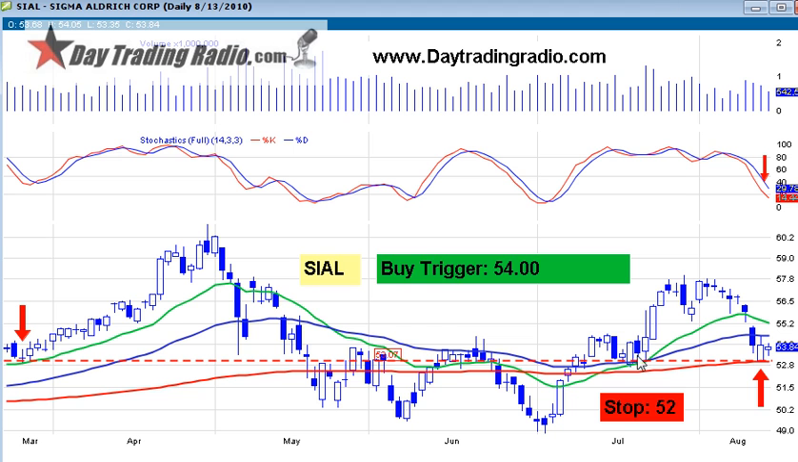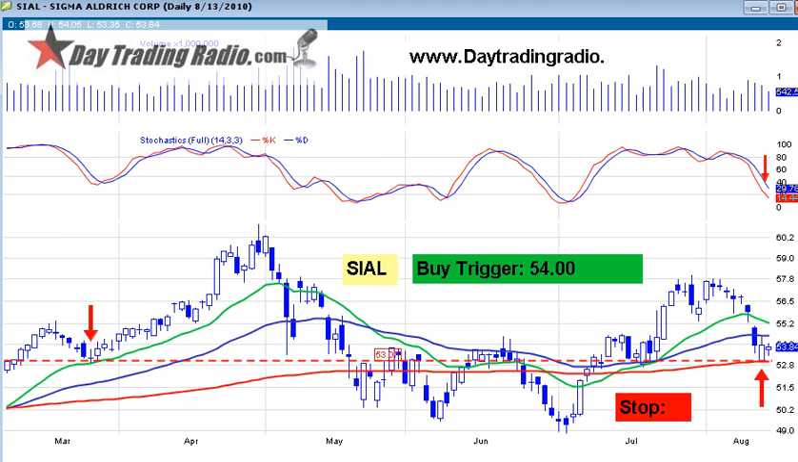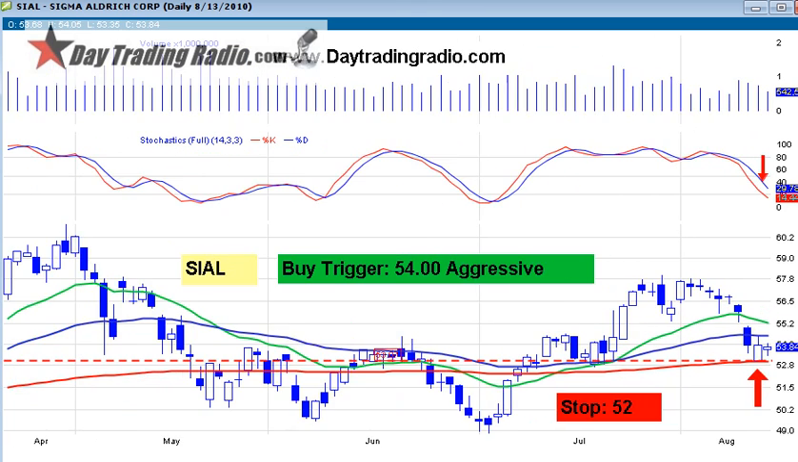really setting up. There's also the support line that goes out all the way to March, which is really interesting, how it connects right here to the 200. So a $54 buy trigger would break us out of this. Well, actually, it would be a little more aggressive trigger on this. I say aggressive here, meaning that stochastics haven't given us that crossover.